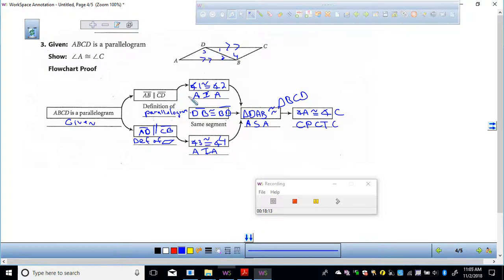Did you guys follow that? Alternate interior angles, so I've got two sets of angles, a side in between them. That's called angle side angle. Therefore, they're congruent by CPCTC.